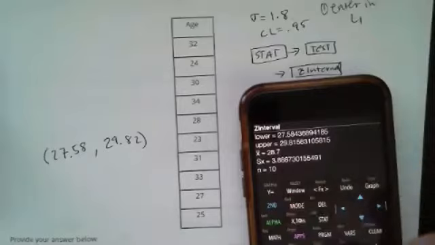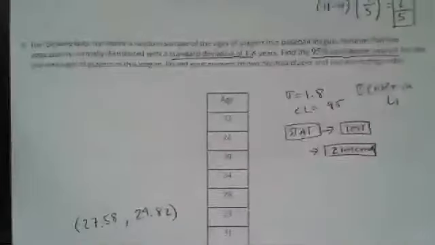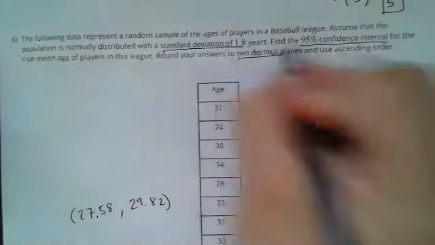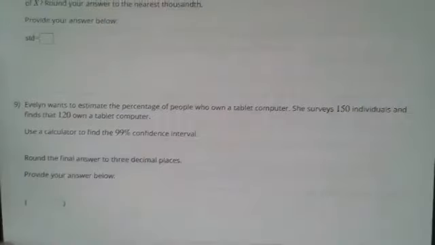Okay. Yeah, so that's pretty much it. Very straightforward. And just make sure you round to 2 decimal places. And that's number 6. Okay, let's continue.